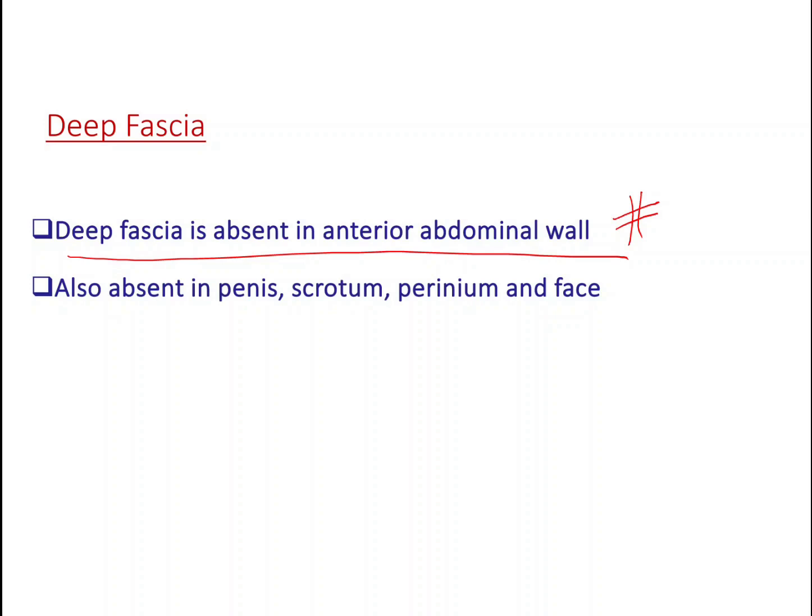Okay, and there are some other areas where there is no deep fascia. In examinations they may ask: in the penis there is no deep fascia, in the scrotum there is no deep fascia, in the perineum there is no deep fascia, and on the face there is no deep fascia. So remember, these are the places where there is no deep fascia.